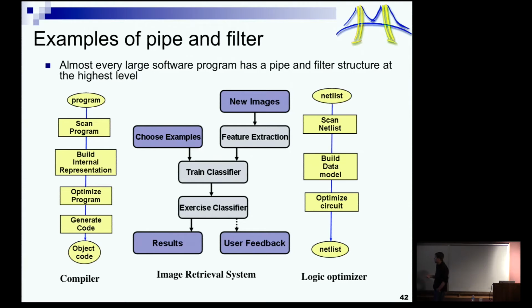It's a great example. And then a logic optimizer, which is kind of like a hardware compiler. You start with a netlist, which is a description of a circuit. You scan it and build an IR, and then you can do optimization passes, maybe to optimize for energy or for latency, frequency. So, very general pattern.